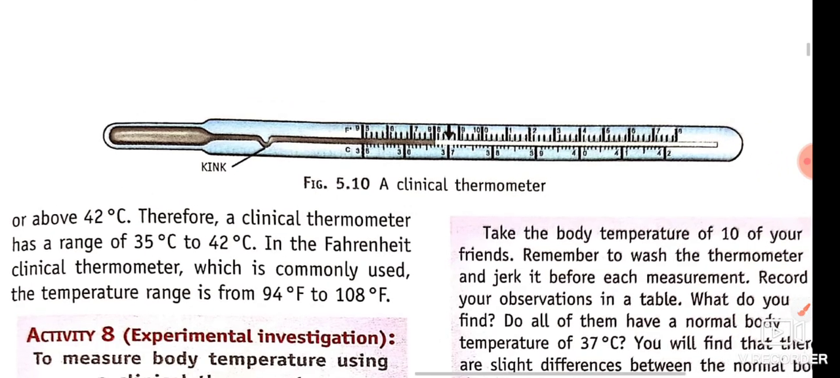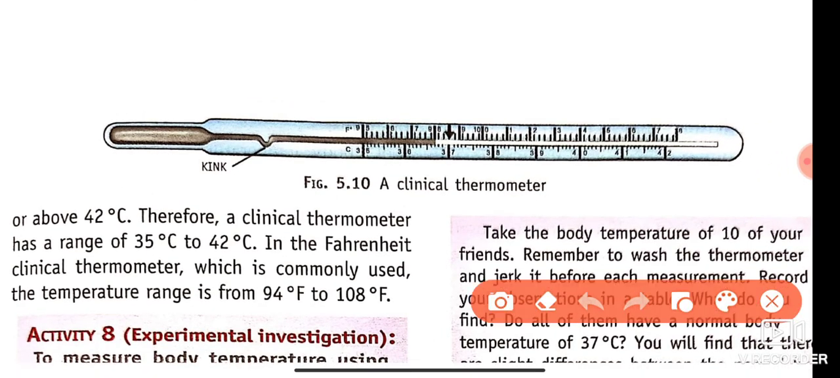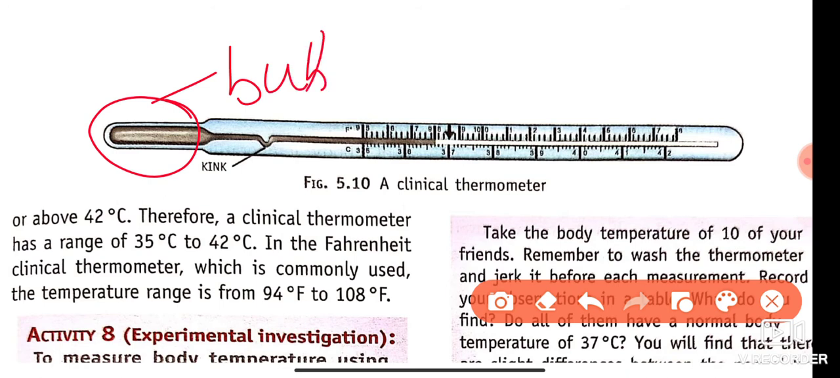On the screen there is a clinical thermometer. This is known as the bulb of the thermometer. And the fluid or metal that is present in it is mercury. The name of the metal is mercury and its symbol is Hg. This is a kink. When we measure the temperature of the body, the kink plays a major role.